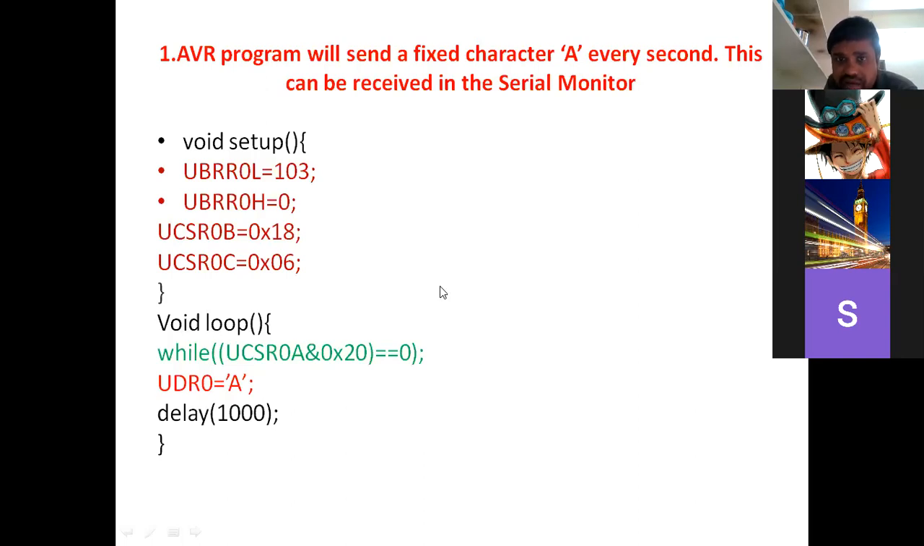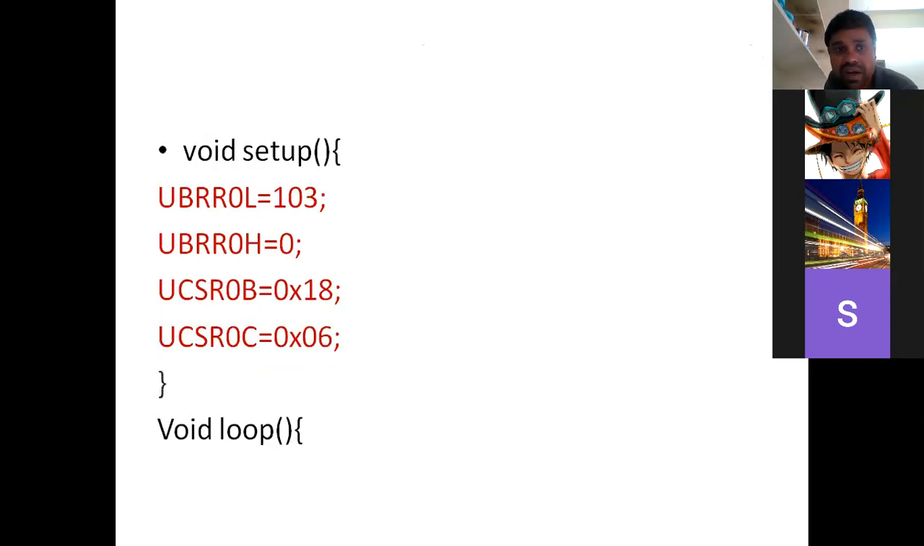Suppose I want to transfer GRIT. Before going to G, we want to test whether the buffer is empty or not. After transferring G to the UDR, again we want to transfer R. Before going to R also, we want to check whether the buffer is empty or not. That is the program.